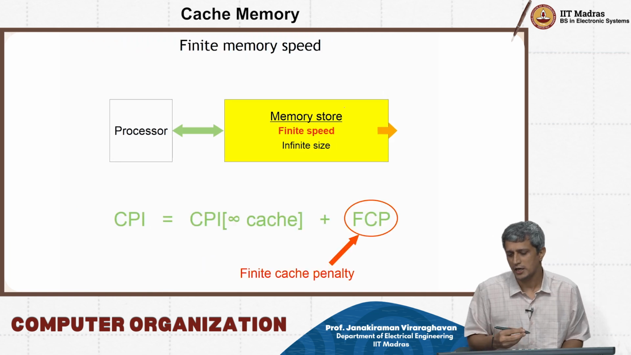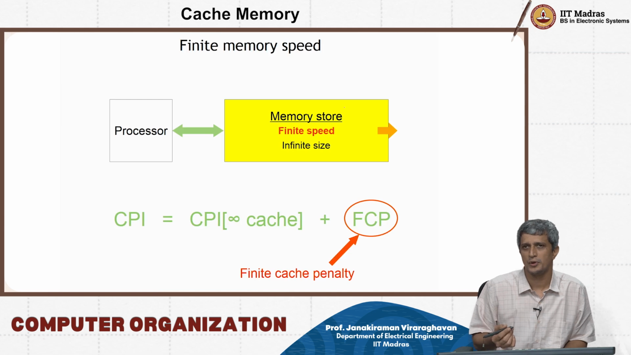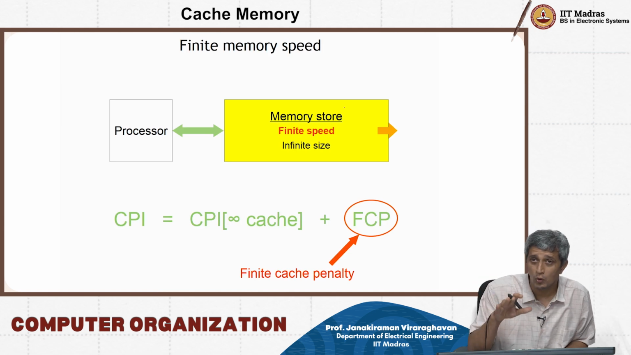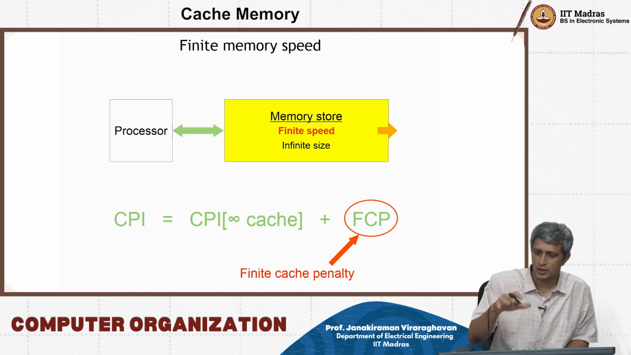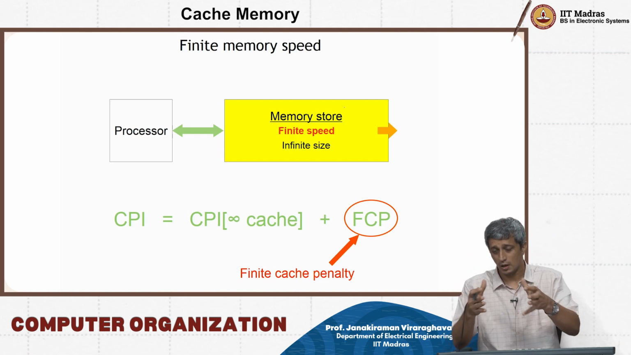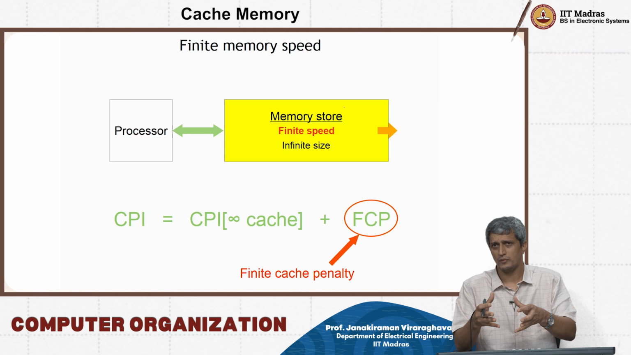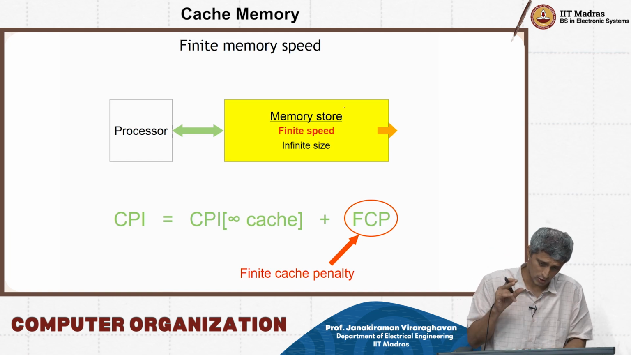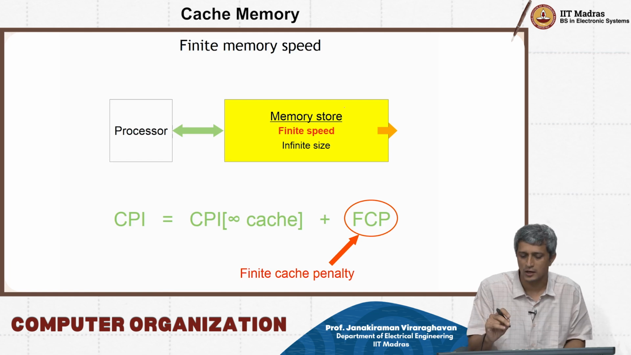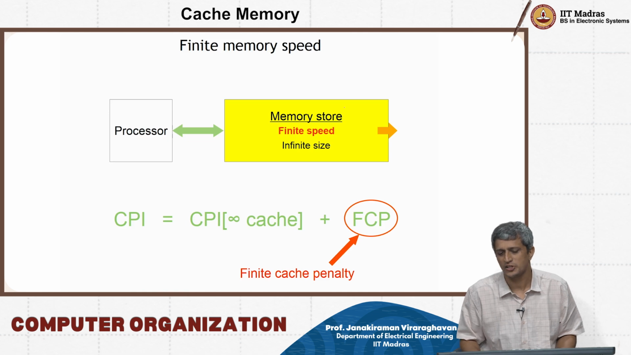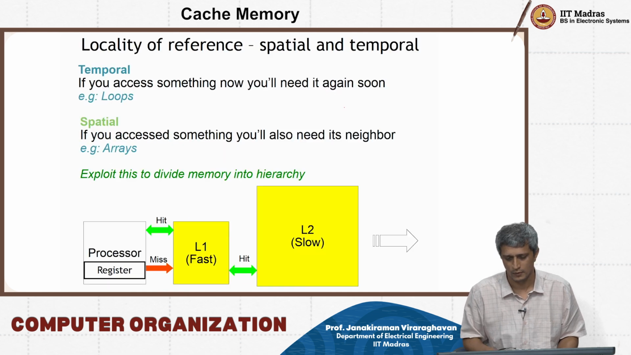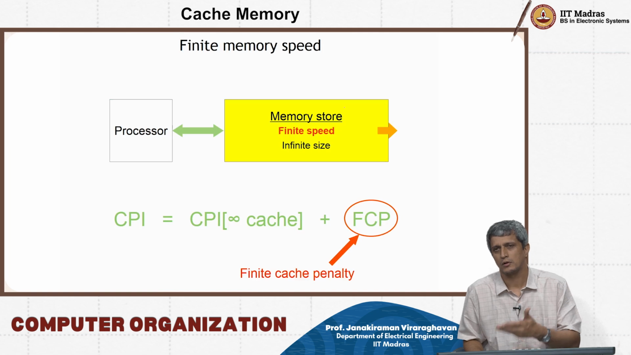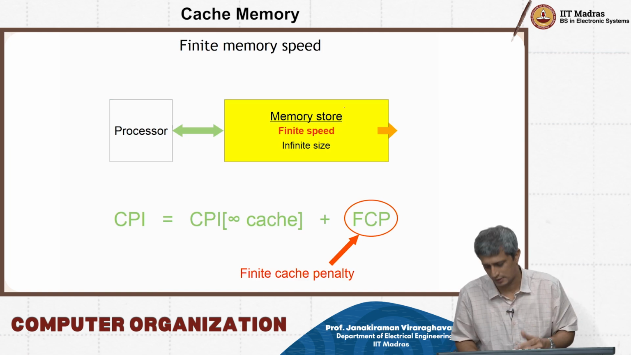However, in reality, obviously your speed is going to be limited, and therefore you are going to make your processor, we are going to assume, infinite size but finite speed, and therefore you are now going to add to this ideal CPI that you got a finite cache penalty, FCP, out here. And of course, when you make your size also finite, it's going to be worse than that.